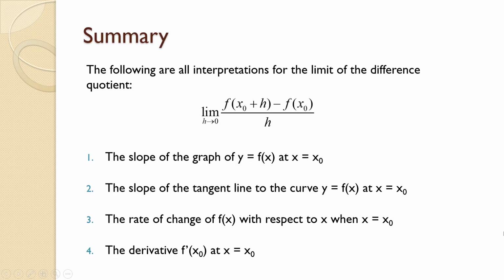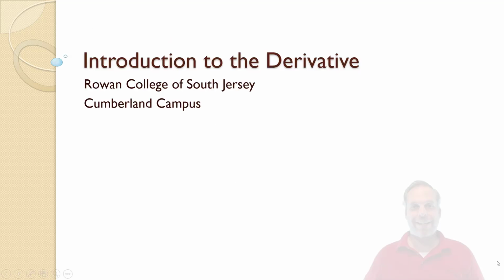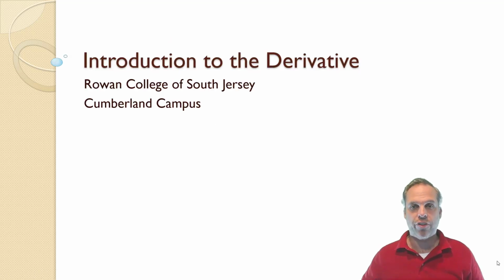So just in summary, these things all are talking about the same object. We're all talking about this particular computation, the limit of the difference quotient as the increment goes to 0. So it's the slope of the graph of the function at the point whose x-coordinate is x0. It's the slope of the tangent line to that curve at that exact same point. That shared point is called the point of tangency. It's also the rate of change of the function with respect to x when x is x0. It's also the derivative f prime of x0 at x equals x0. And that gives you a basic introduction to what we mean by the derivative and the various different ways you can interpret it.